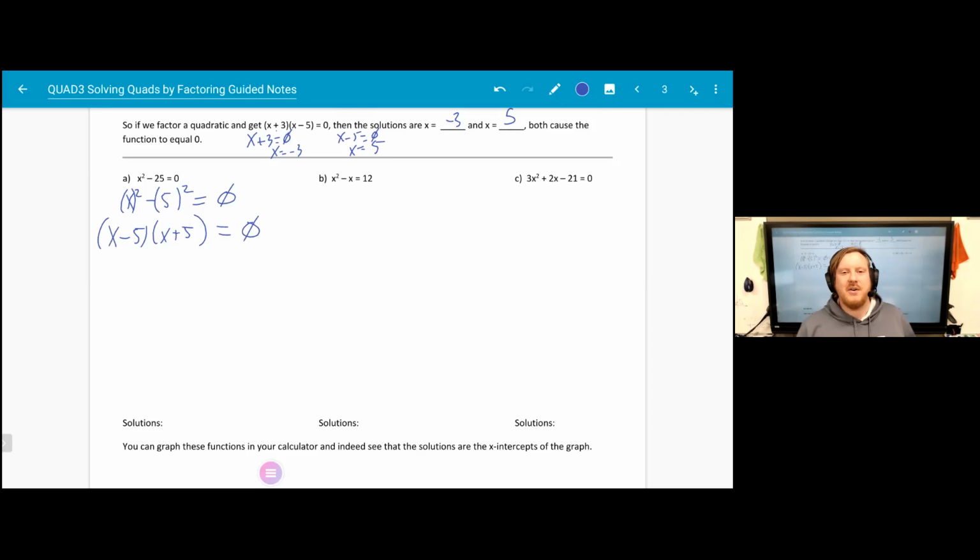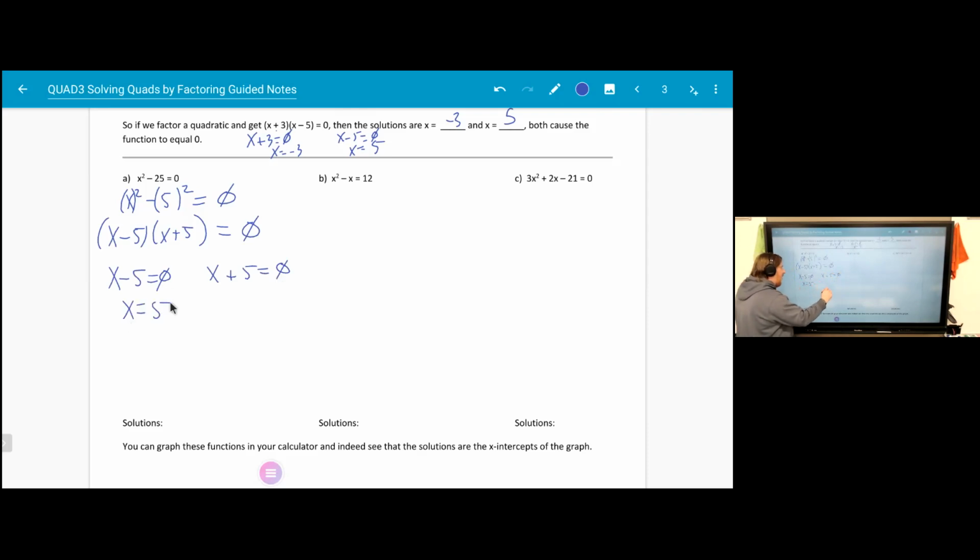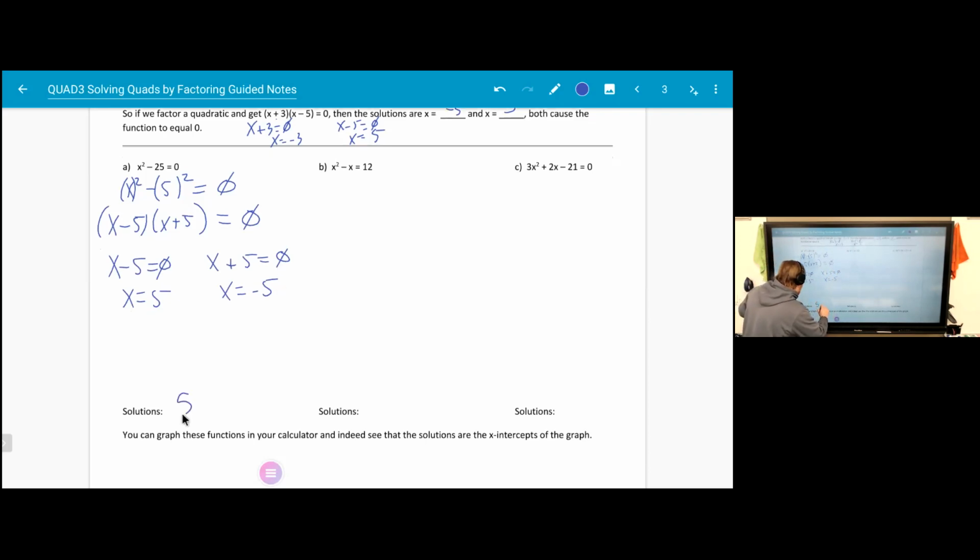We've arrived at our first major point. We've arrived at our factored form. That's important. Now we need to arrive at our solutions. Either one of these has to be 0 or both have to be 0. In other words, either x minus 5 has to equal 0 or x plus 5 would have to be 0. In other words, x equals +5 or x equals -5. Those are my solutions, 5 and -5.